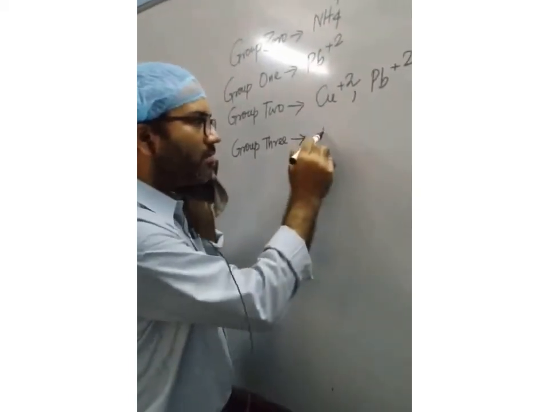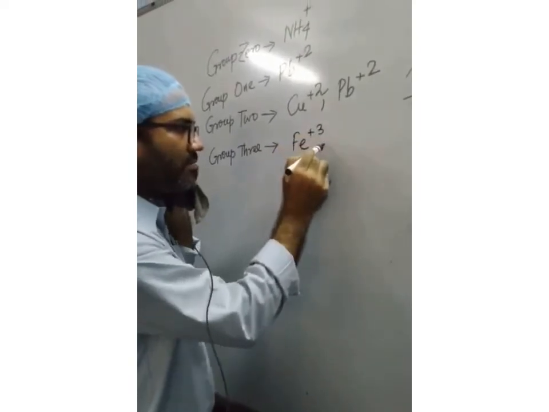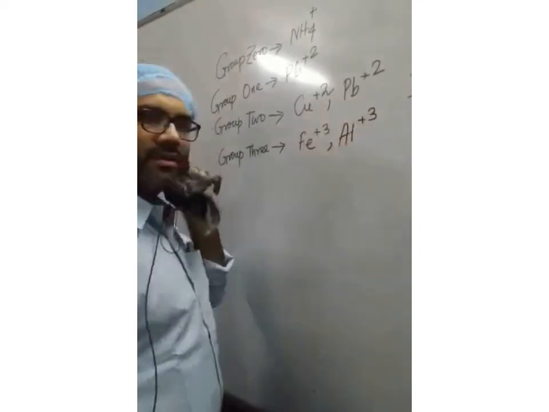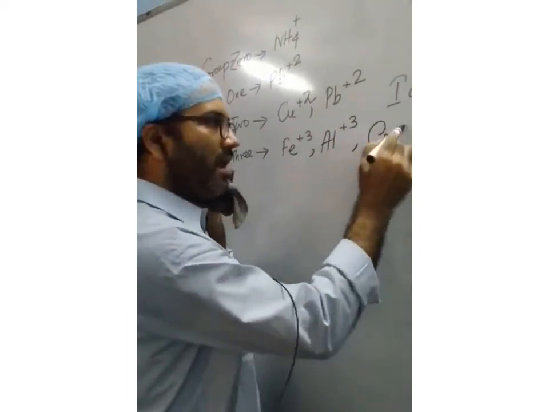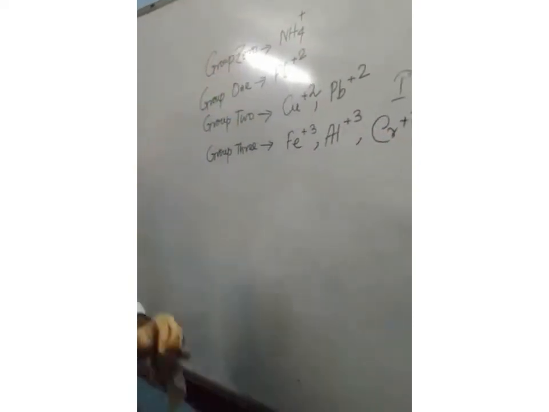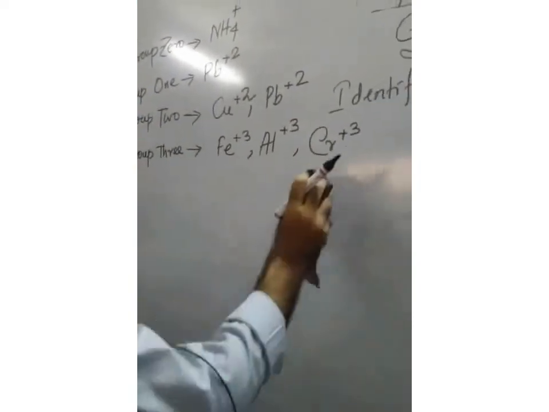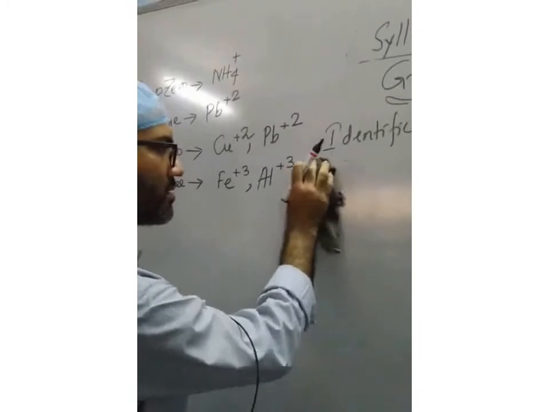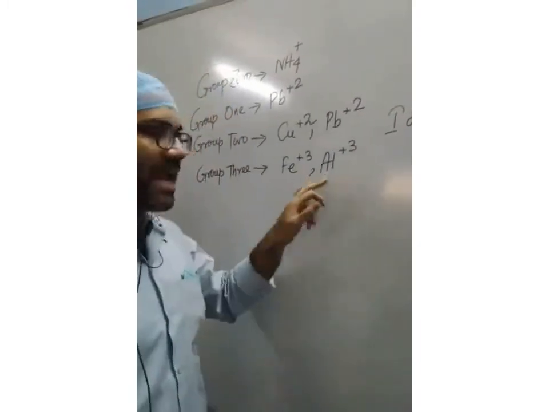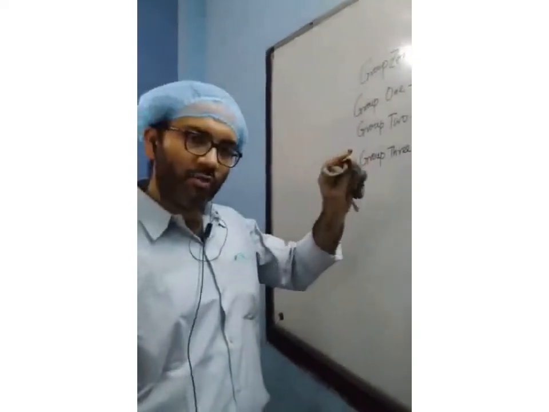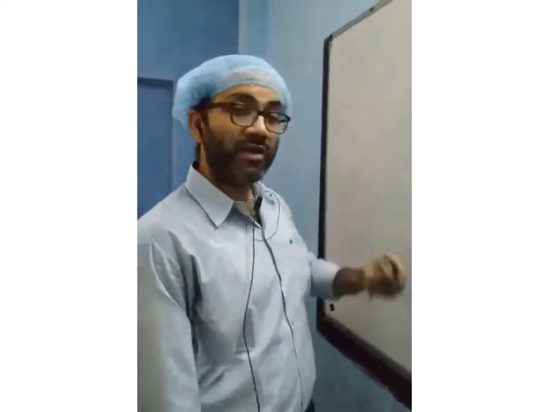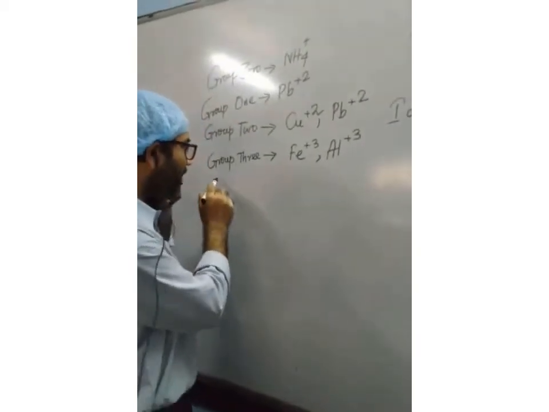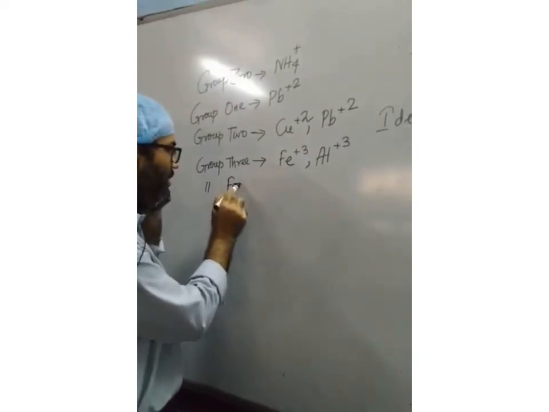In group 3 we have Fe plus 3, ferric, aluminium, and Cr plus 3, chromium. These three cations belong to group 3, but chromium is not there in the syllabus. Ferric and aluminium, these two are there. Chromium 3 plus belongs to group 3, but it is not in the syllabus. Moving on to the next group, group 4.